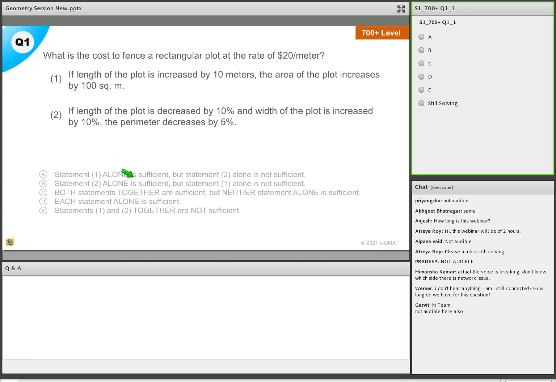Guys, nothing is audible because nobody is talking yet. A poll is on, and based on how many people have responded to the poll, I'm waiting. When 80% of the still solving people mark their answers, only then will I know it's time to discuss. I have to wait for the majority to be done, 80% of you. So people who mark still solving decide the pace of the session.